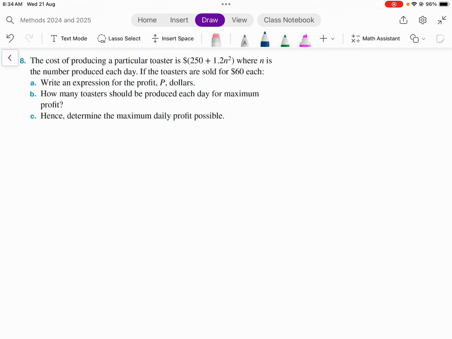All right, so looking at this question, we have the cost of producing a particular toaster is this. We're told that each toaster sells for $60 each, and we're making n number of toasters. We're asked to write an expression for the profit, and then we're asked to work out the maximum profit, and then maximum daily profit as well.